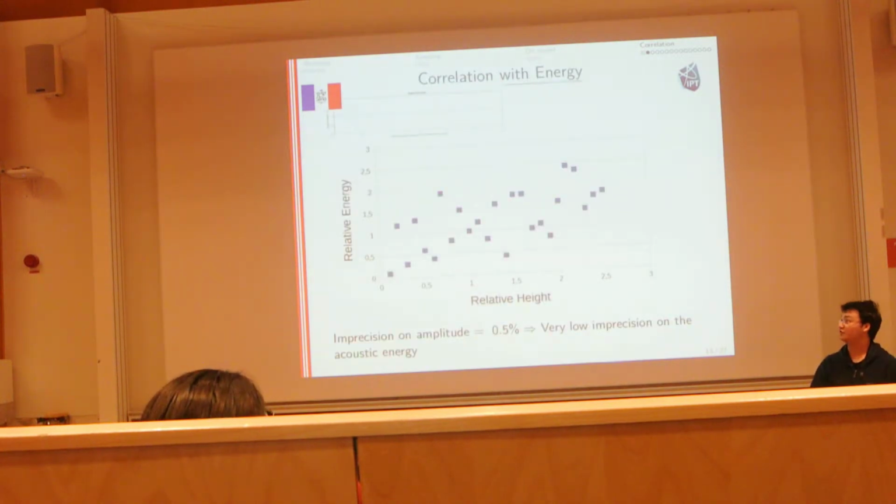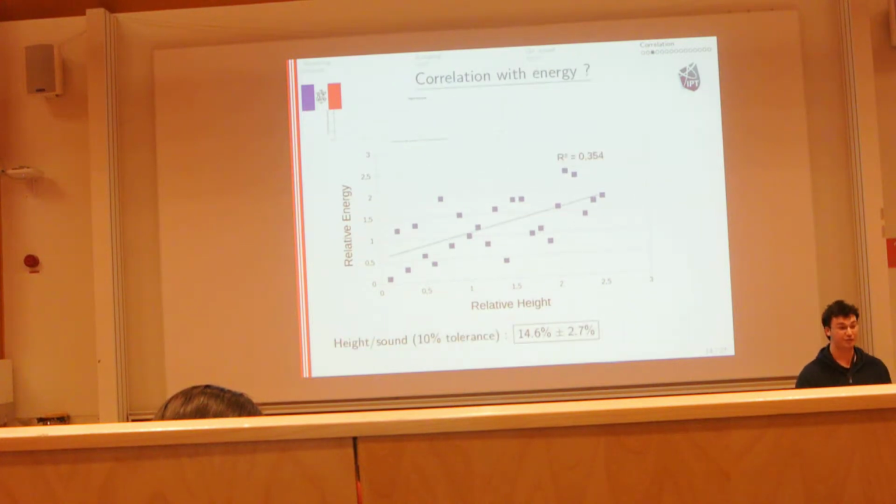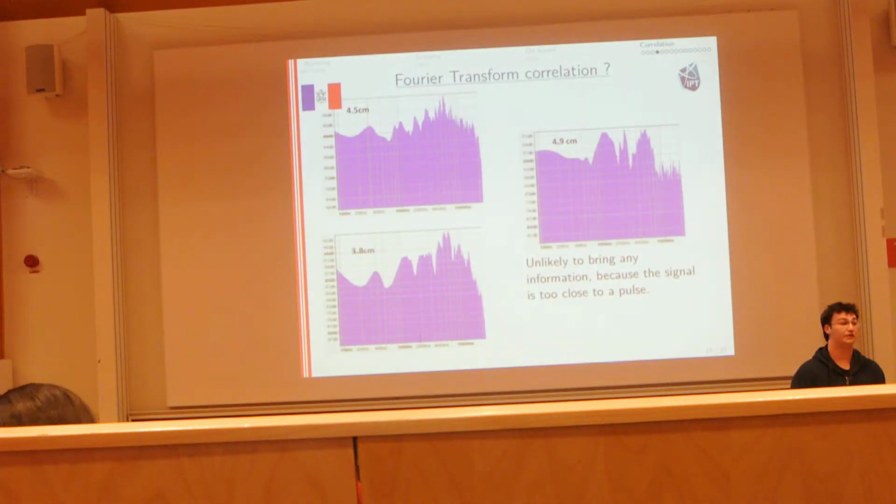However, if we start drawing relative energy and relative height, we find that the correlation is extremely poor, due probably to the randomness of it. So we're going to abandon that correlation for now, because it's probably not going to be good, and we're going to go to treatment of the sound signal. Too bad. The sound signal is actually very close to the pulse, so we're expecting boxes for the Fourier transform, and we cannot actually, from these examples, guess a Fourier transform correlation.